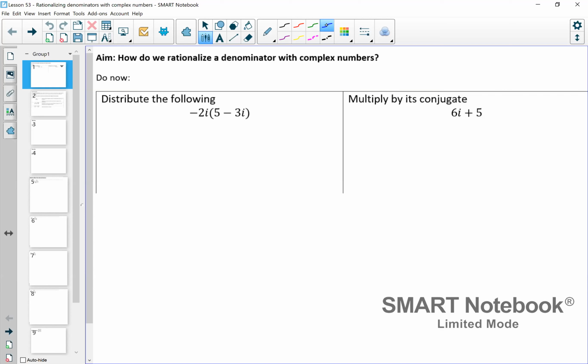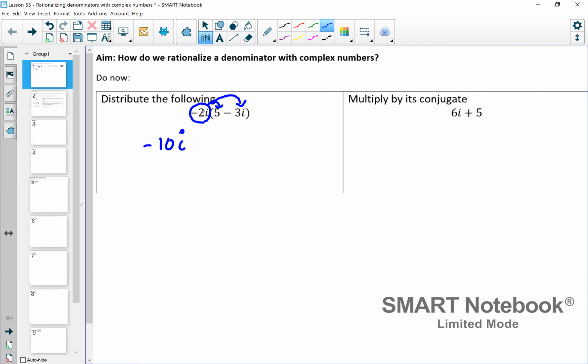So for the do now, we have distribute the following. Distribute means to multiply to all terms. So we're going to take this negative 2i and multiply by the 5, and take the negative 2i and also multiply it by this negative 3i. So negative 2 times 5 is going to be negative 10. The i you can't multiply by anything, so it's just going to kind of chill here.